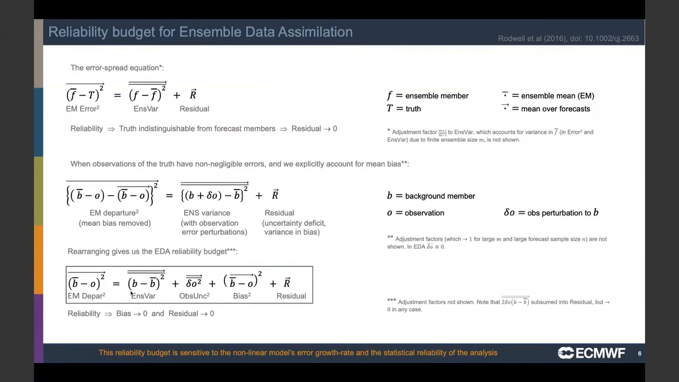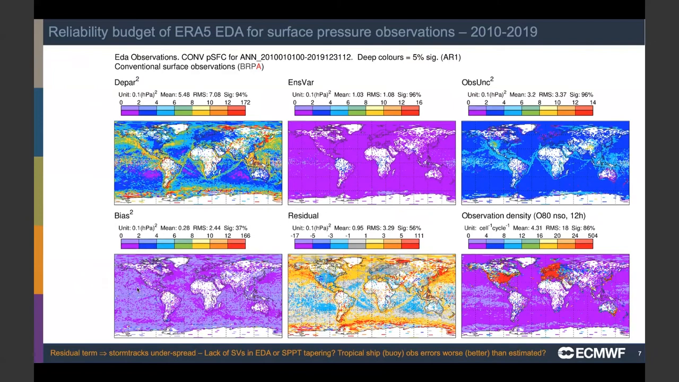So this equation is going to be quite useful for seeing whether we've got, in an ensemble sense, the balance right between the spread and the error and the ensemble uncertainty. So that's what I'm showing here. This is the equation again for surface pressures, for the most recent decade. You've got the squared departures top left, then the ensemble variance and the observation uncertainty, the bias and the residual, that all should add up to the departure.